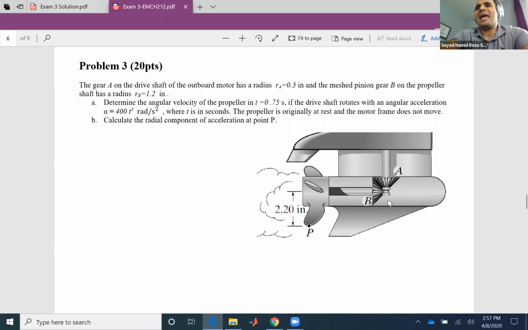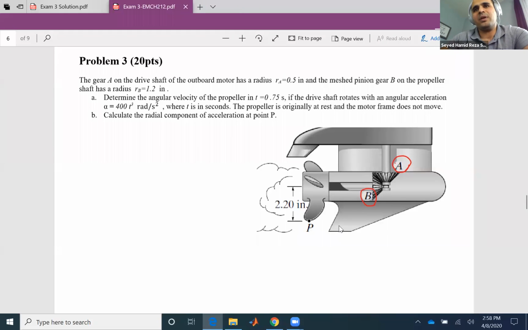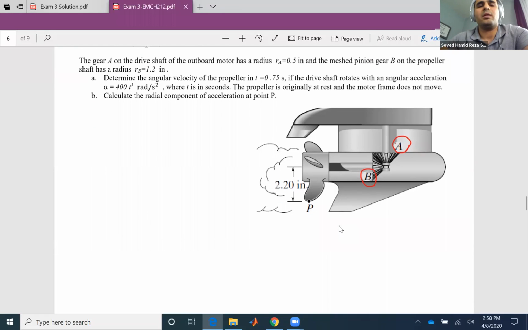So gear A is 0.5 inch and gear B is 1.2. So gear A is the small one, which means that it rotates faster, and gear B is the bigger one, which means that it rotates slower but carries the larger torque. So moving from gear A to gear B, we are actually decreasing speed. And that's good to know. So at the end, when we find an answer, we can just visually inspect it to see is that what we expected to get or we did something wrong.